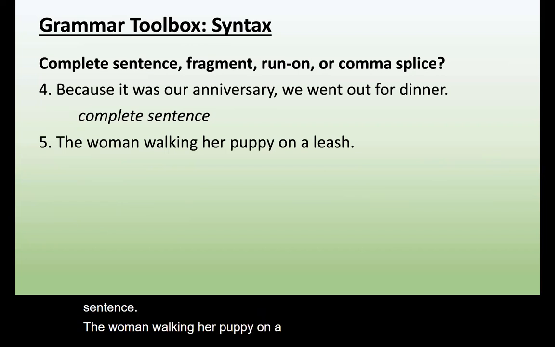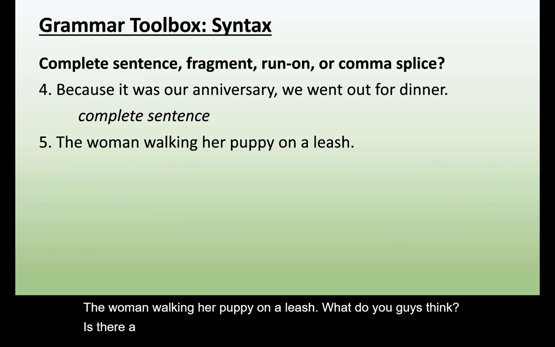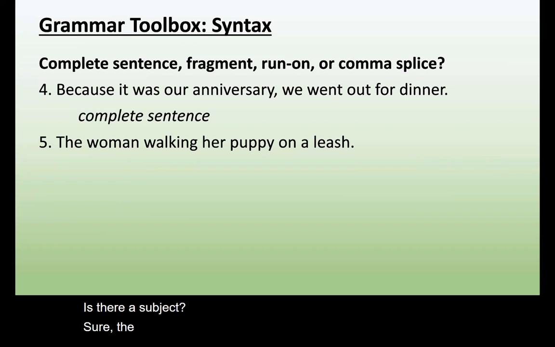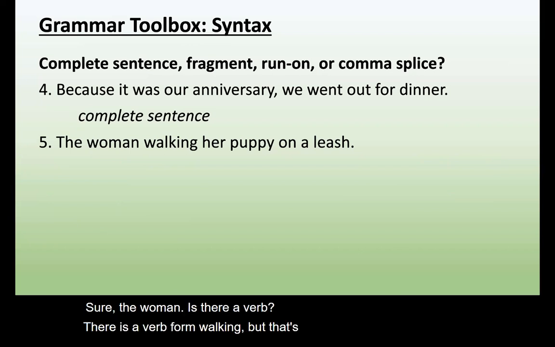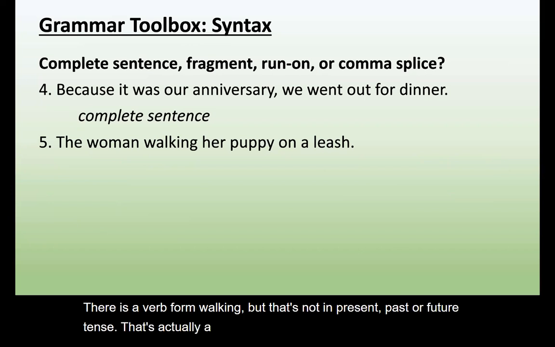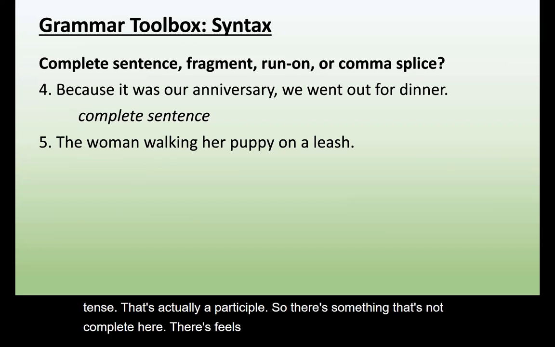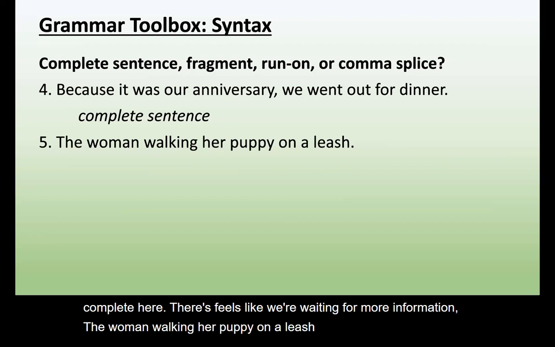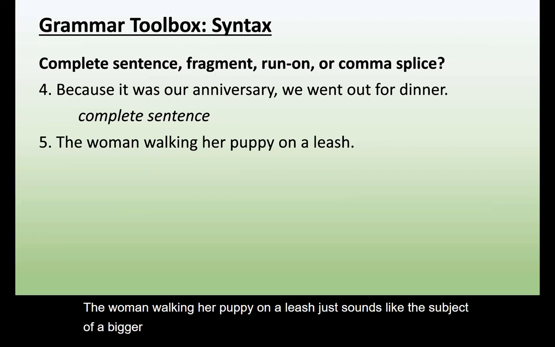Number 5, the woman walking her puppy on a leash. What do you guys think? Is there a subject? Sure, the woman. Is there a verb? Well, there is a verb form, walking, but that's not in present, past, or future tense. That's actually a participle. So there's something that's not complete here. It feels like we're waiting for more information. The woman walking her puppy on a leash just sounds like the subject of a bigger sentence. And so this is actually a fragment.